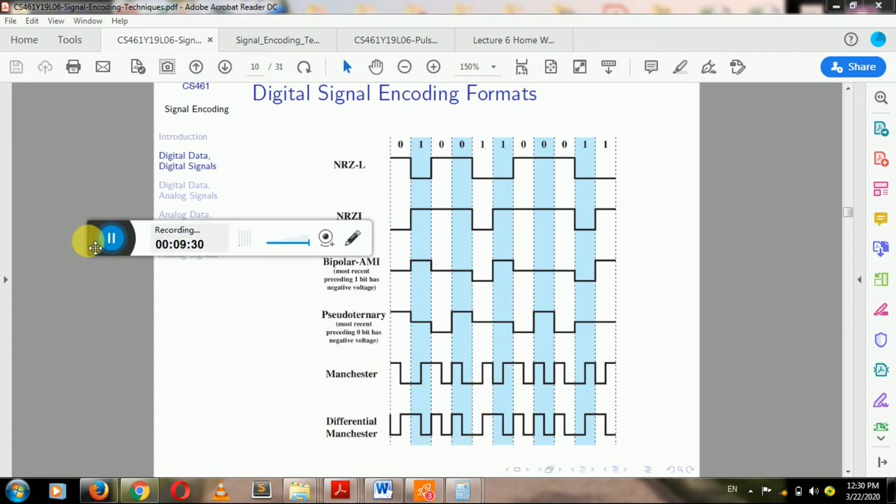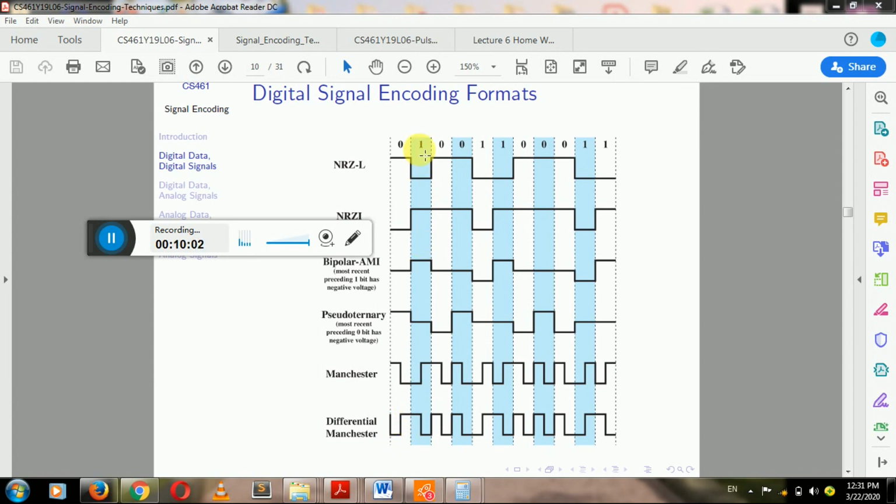Differential Manchester. The definition is, when you get a bit 0, there is a transition at the beginning. When you get a bit 1, there is no transition at the beginning. Then we always have a transition in the middle. So we have 0, so there is a transition at the beginning, then there is always a transition in the middle.